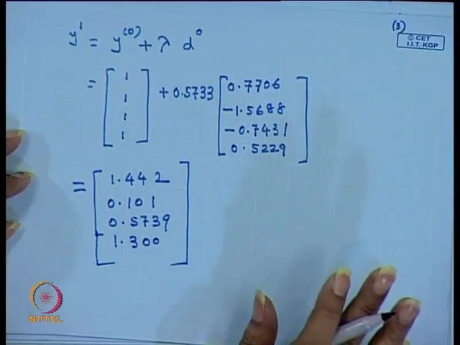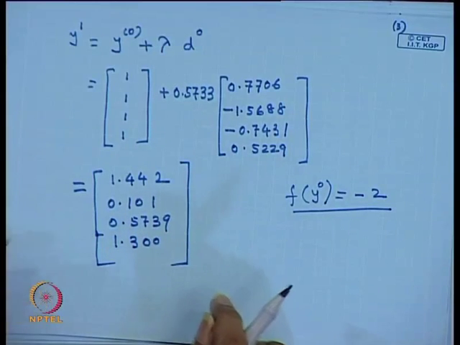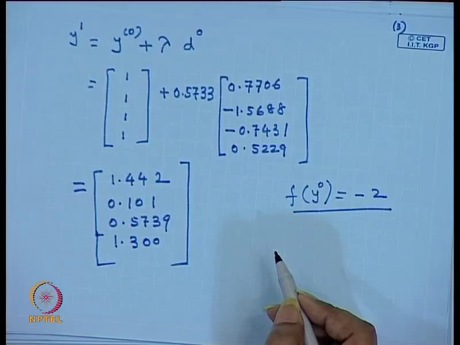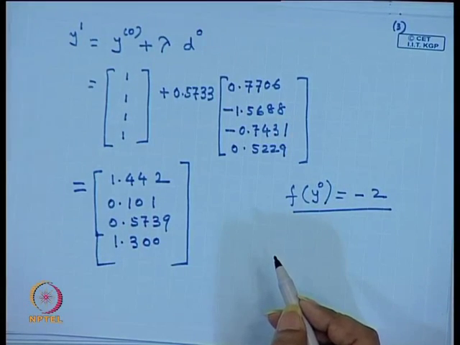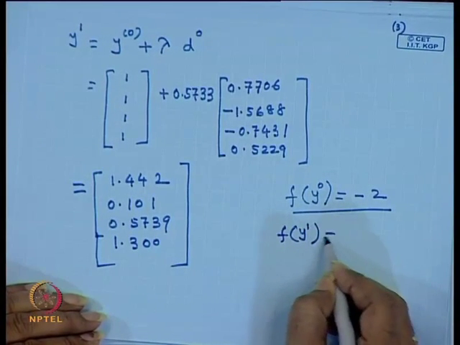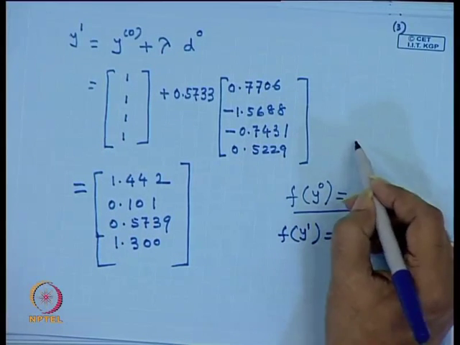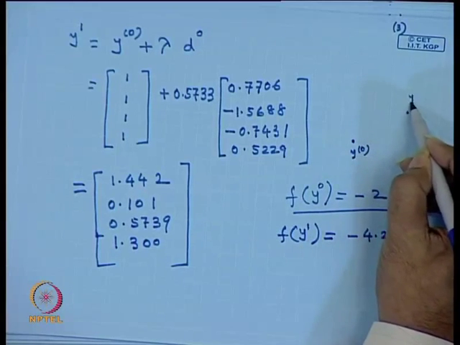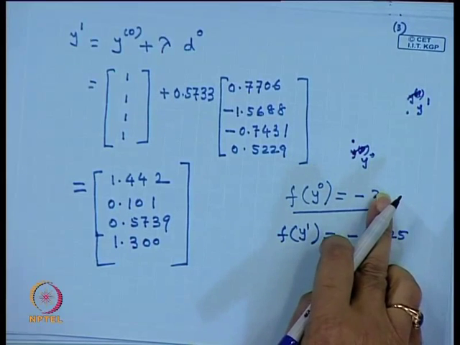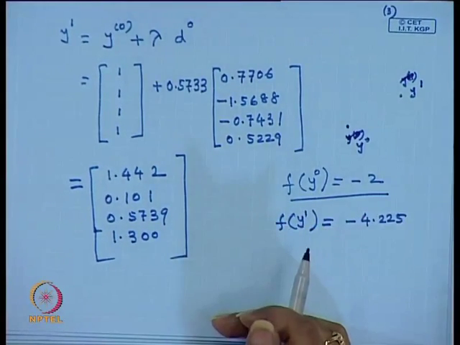Now see what the function value is. Previously, if you look at the previous expression for y0, that value you got was minus 2. If you compute this value, you will get minus 4.225. From this point to this point, you moved in the proper direction, y1. Sorry, we wrote y superscript 0; this is y superscript 1. And the function value is reduced from minus 2 to minus 4.225.